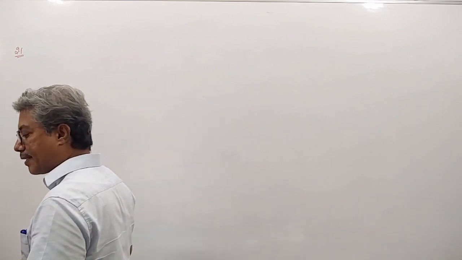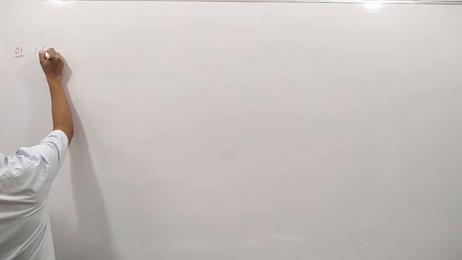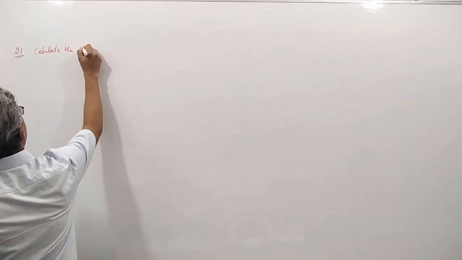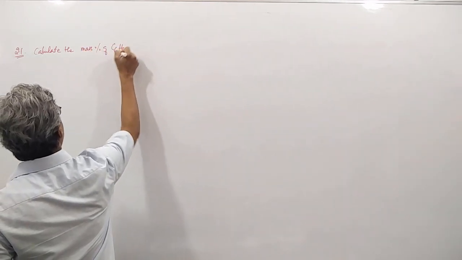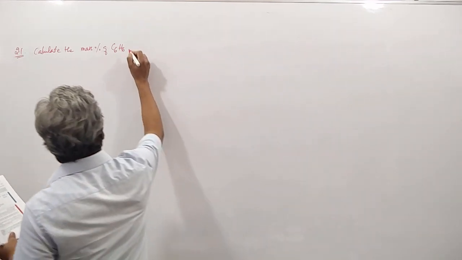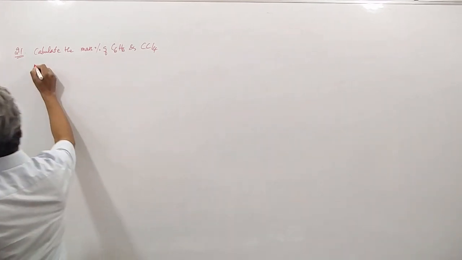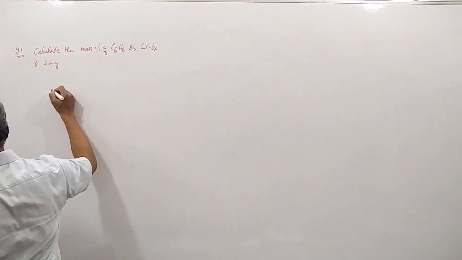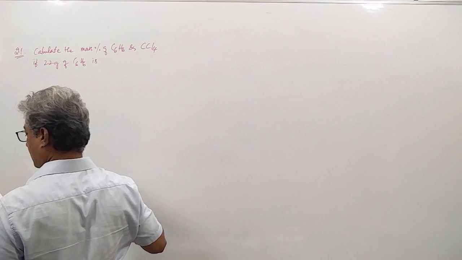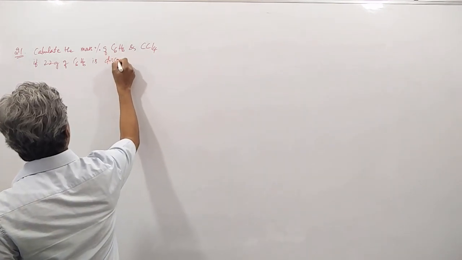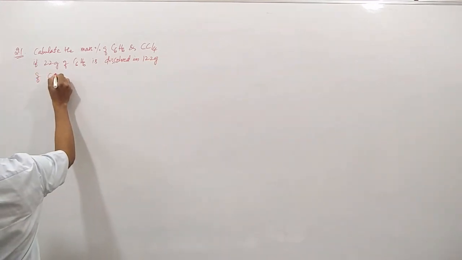What it says is, calculate the mass percentage of benzene C6H6 and carbon tetrachloride CCl4, if 22 gram of benzene is dissolved in 122 gram of CCl4.